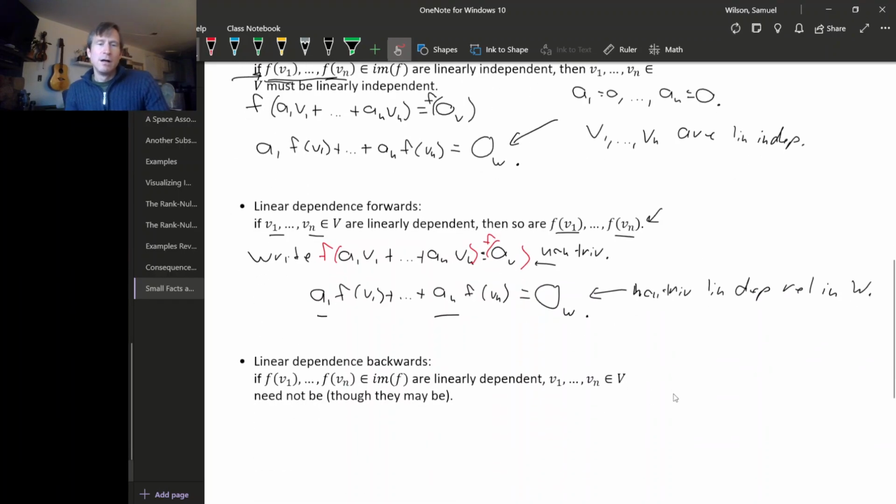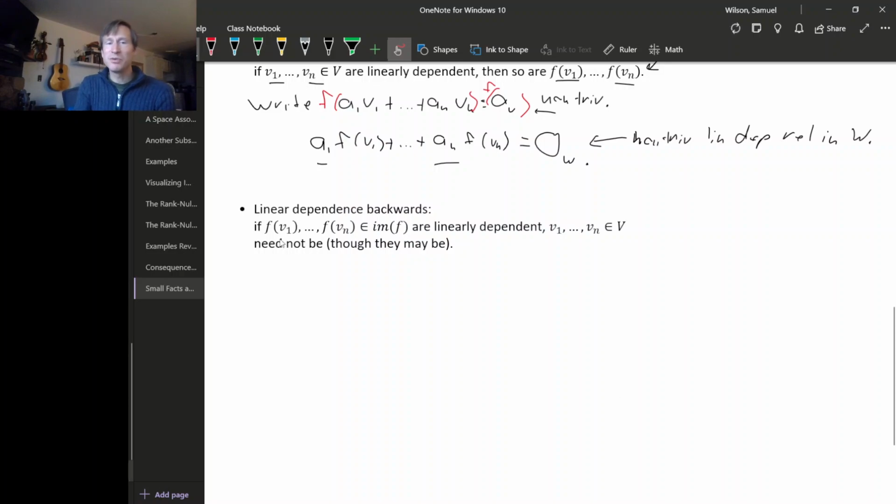All right. How about linear dependence backwards? If you end up with linearly dependent vectors, did you have to start with linearly dependent vectors? And this time the answer is no, in general. Now, it might be for a specific example that the vectors you started with were linearly dependent, but that doesn't always have to be the case. So let me give you an example. In fact, we can use the same example we were using before from R2 to R. So that was this, giving us just A.